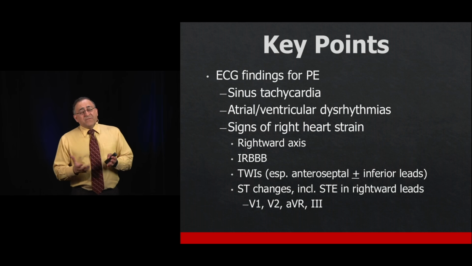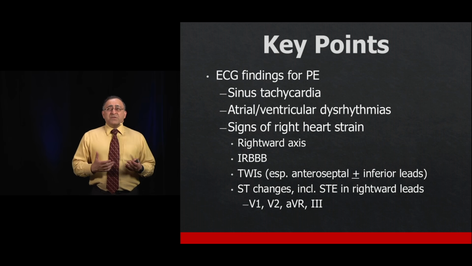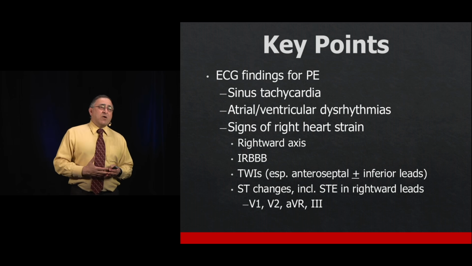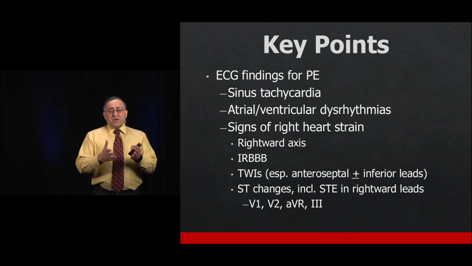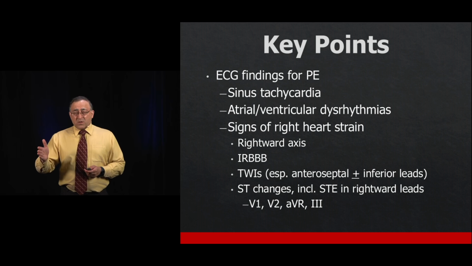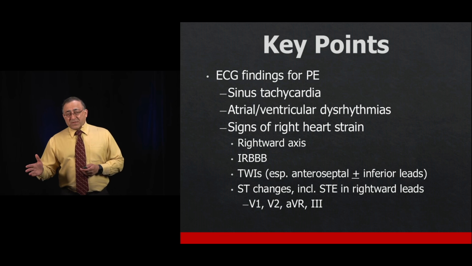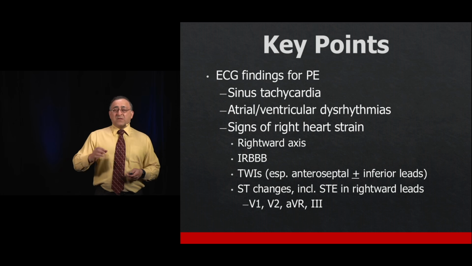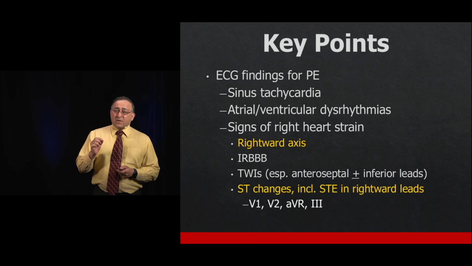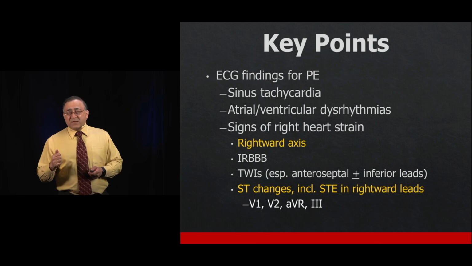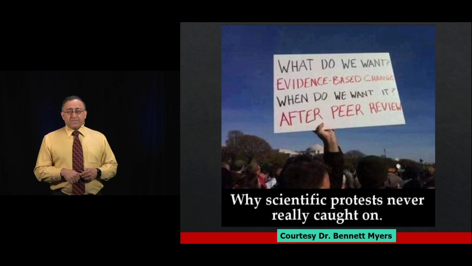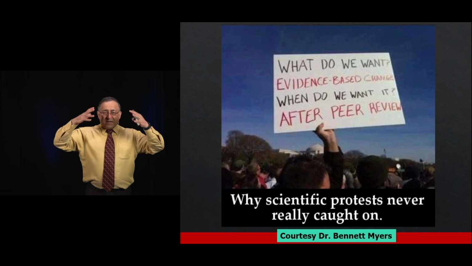All right. There's a handful of things that are associated with PEs on the EKG. There's sinus tach, there's arrhythmias, signs of right heart strain that you see listed up there. But when you see ST elevation in V1 and AVR, maybe also V2, maybe also lead 3, and especially with the rightward axis, take a step away from calling it a STEMI and think about a massive PE, all right? So ST elevation in the right side leads with rightward axis, you're probably looking at a PE. Simple enough. All right? So let that kind of sink in a little bit.